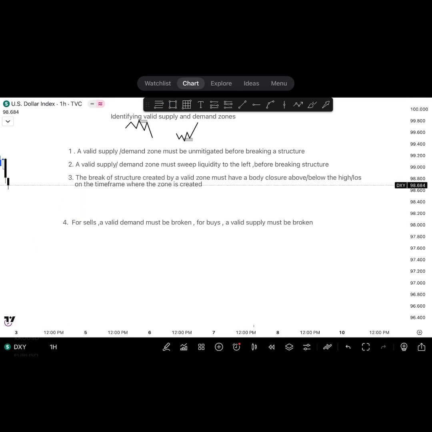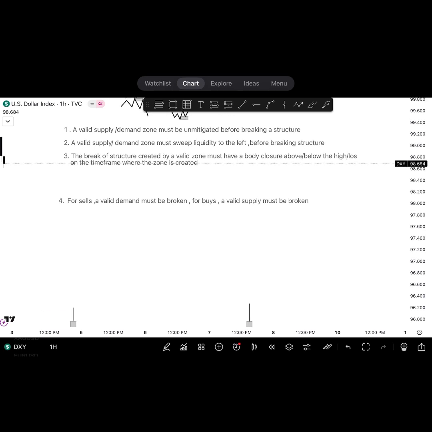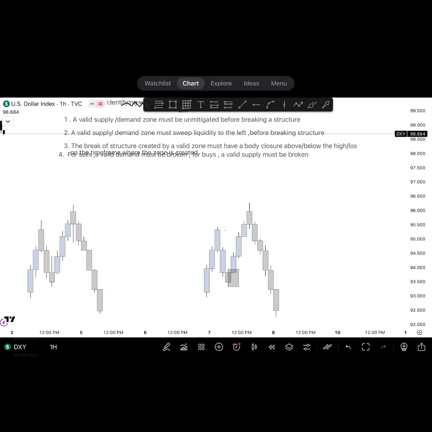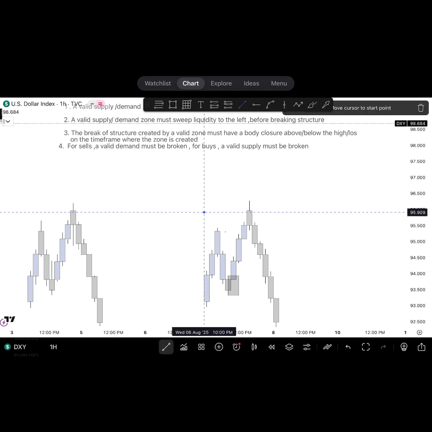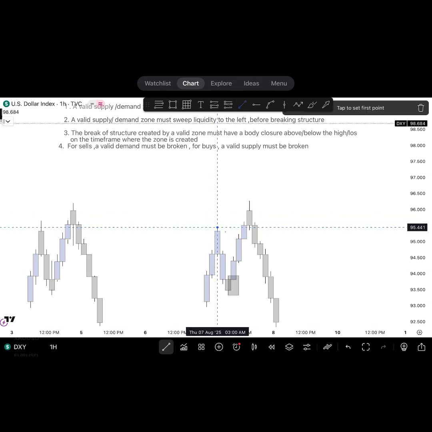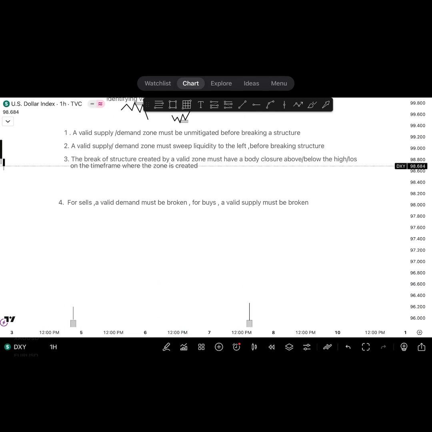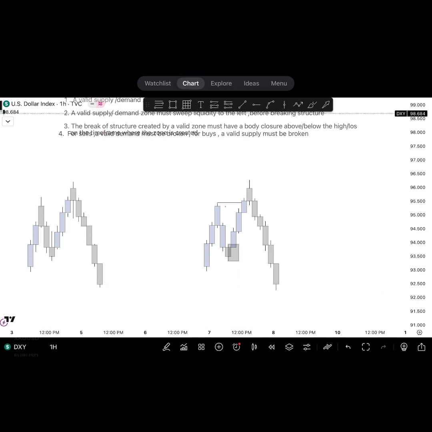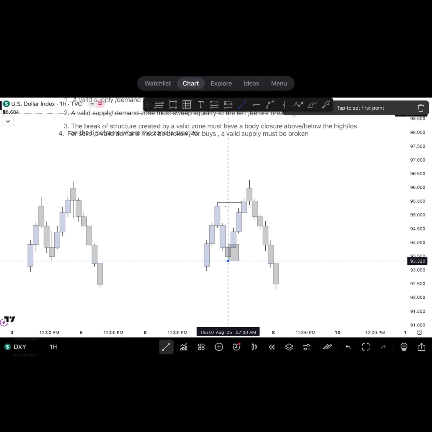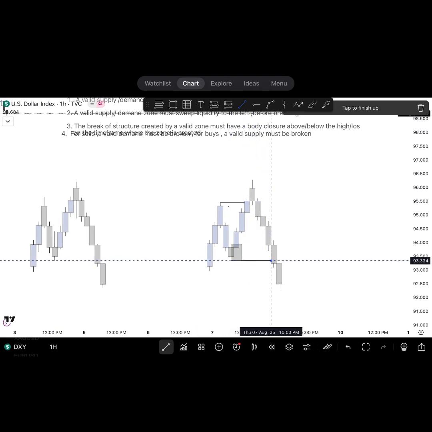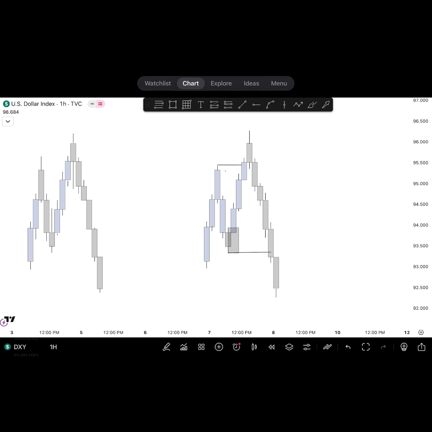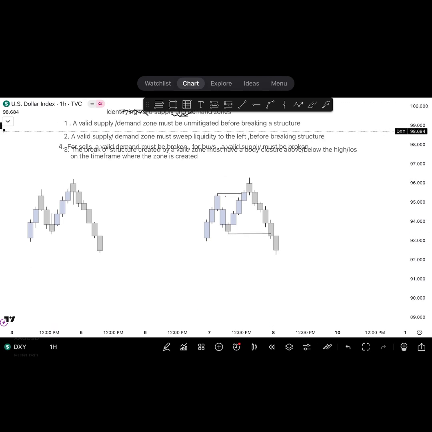Good. The second rule says a valid supply demand zone must sweep liquidity to the left before breaking structure. Look at it. A liquidity was swept, right? Good. What's the third one? The break of structure created by the valid zone must have a body closure on the time frame in which it was created. It must have a body closure after taking the low. Can you see? This is a valid body closure, right? That is a valid body closure.